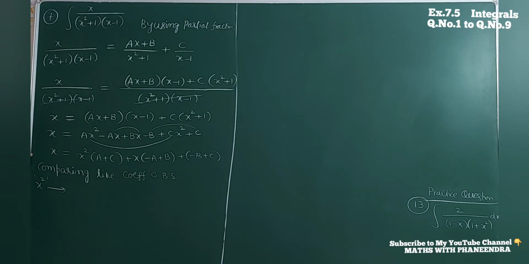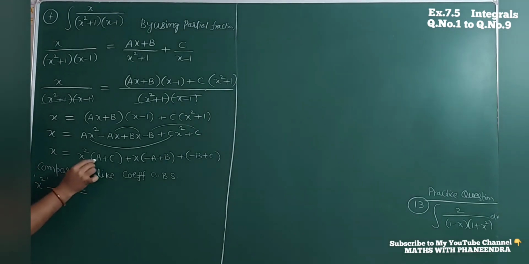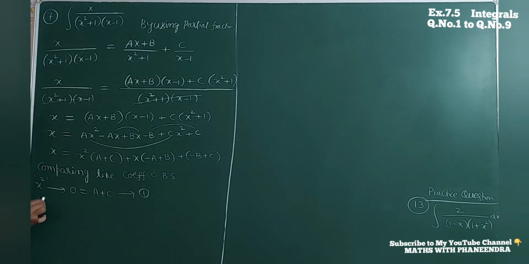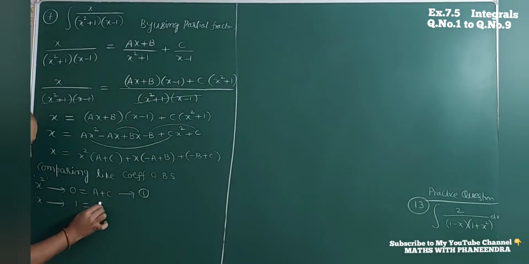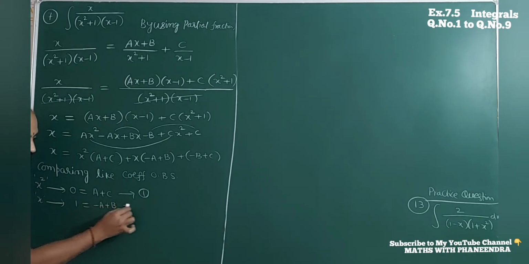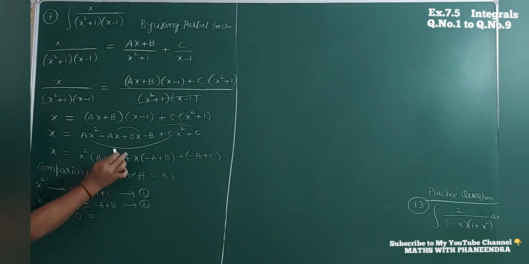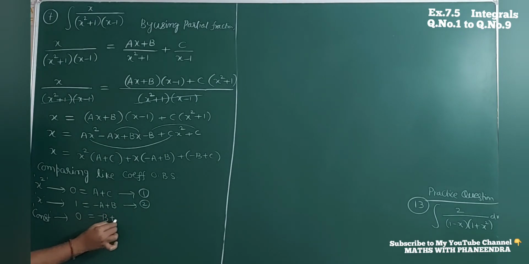Here, is the x square coefficient there or not? In LHS, it is not there, so 0 is equal to a plus c. Put that as equation number 1. X coefficients on both sides: here the x coefficient is 1, equal to minus a plus b. Equation number 2. Comparing constant terms on both sides: here the constant term is not there, so 0 equals minus b plus c.